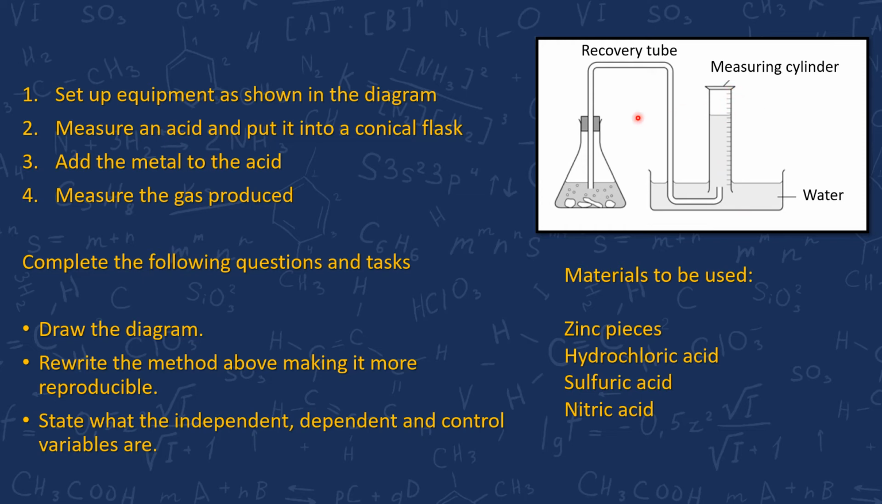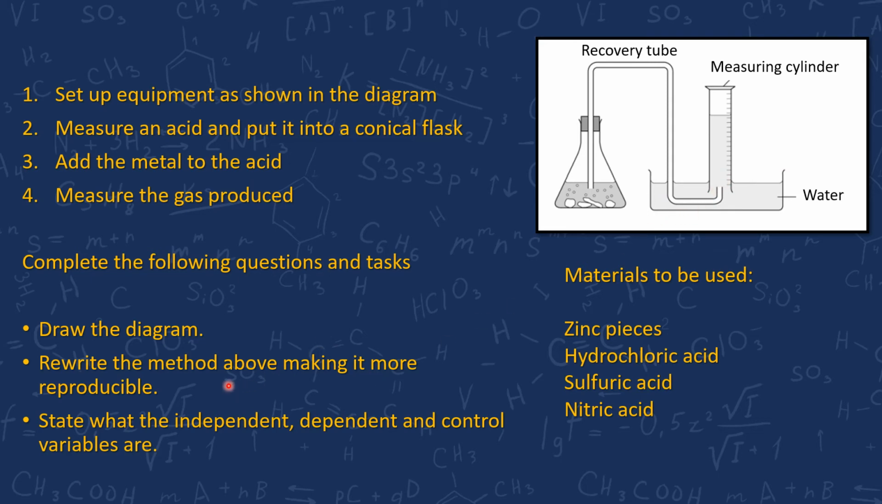Okay, so it's all said here in the method. Set up equipment as shown in the diagram, measure an acid and put it into the conical flask, add the metal to the acid and measure the gas produced. From this, I want you to do the following questions and tasks, please. I want you to draw the diagram. You've already drawn the one from the previous page, but I want you to draw the simpler one and say that this is what we'd be using in school.